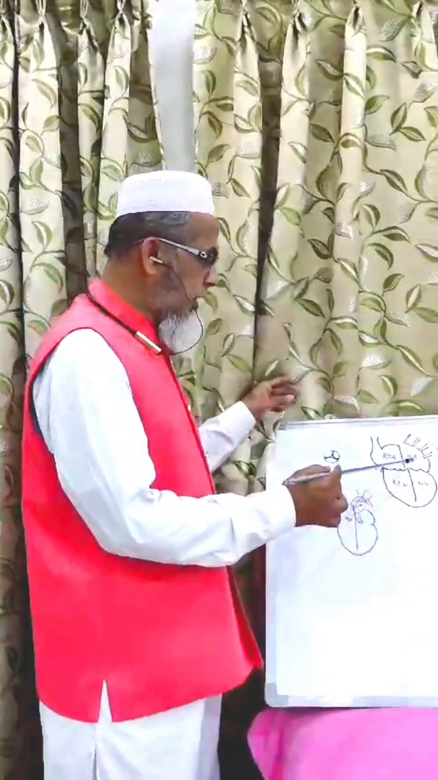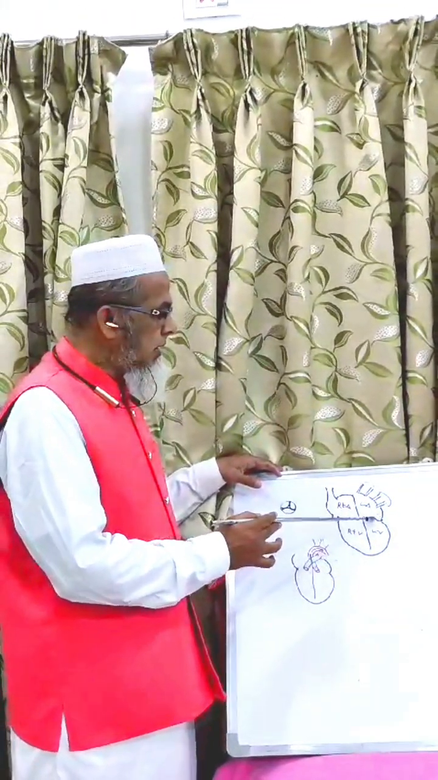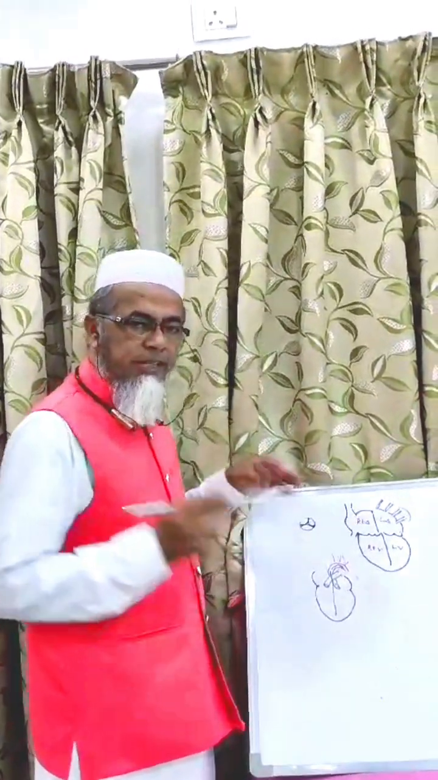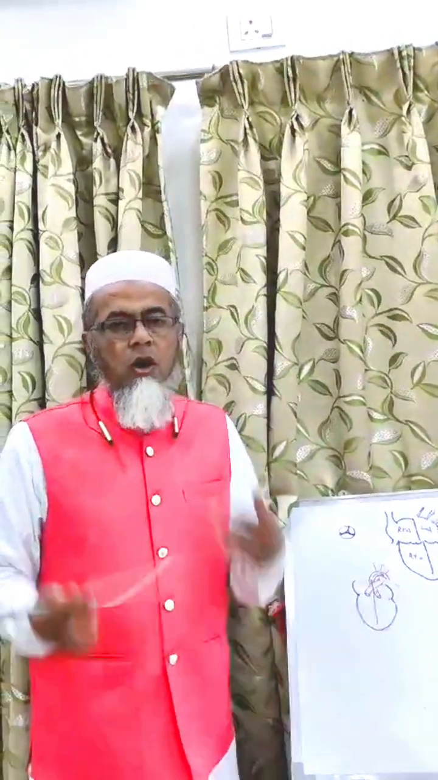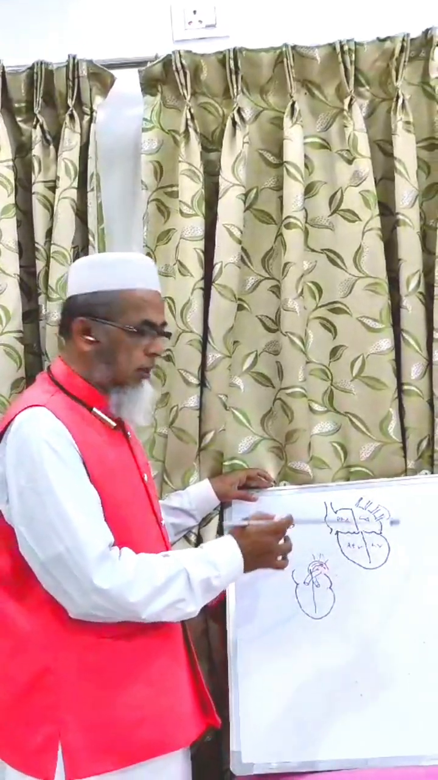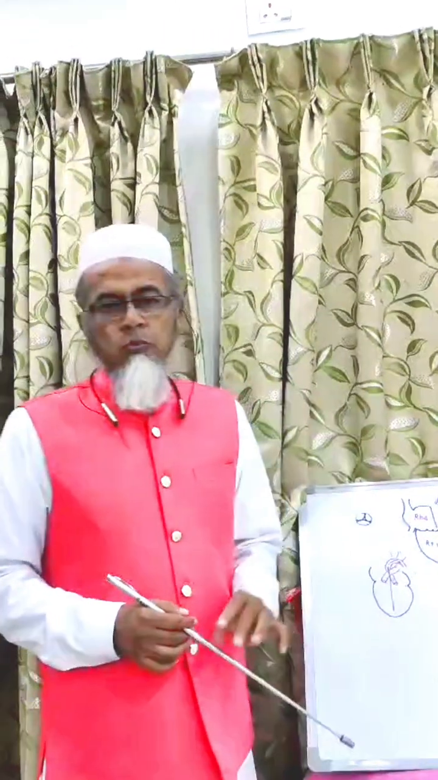Now we will continue. This is the mitral valve, and from the left atrium to the left ventricle, the barrier is the mitral valve. The atrioventricular valve on the left is the mitral valve, also called the bicuspid valve. And you see, these are the pulmonary veins, the only veins which carry pure blood.